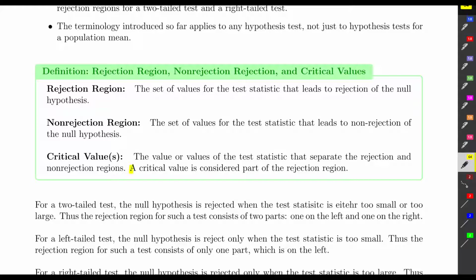Something that's important to note is a critical value is considered part of the rejection region. So for a left-tailed test, we're looking for anything that's less than or equal to that z-score. For a right-tailed test, it's anything that's greater than or equal to. And for a two-tailed test, less than or equal to and greater than or equal to. And you'll see that here in a second.